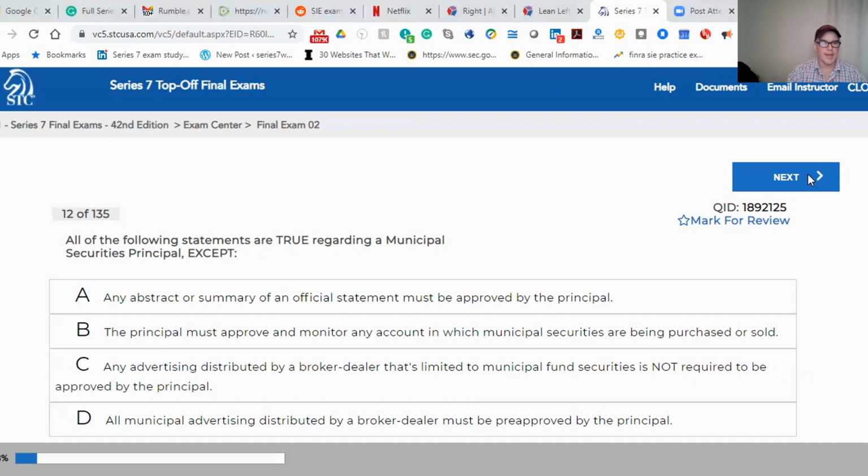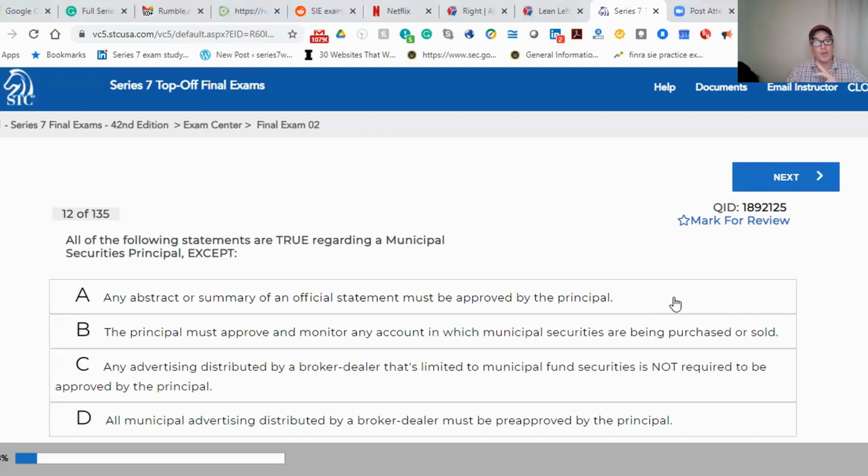So I'm going to go with any abstract pre-approved, yes. Have to control the accounts, yes. Not required, oh, that doesn't work. You have to be approved. The only time they wouldn't, if it's a prospectus, which it wouldn't be for munis, or an official statement or preliminary official statement, would not need to be pre-approved because that's done by the issuer.